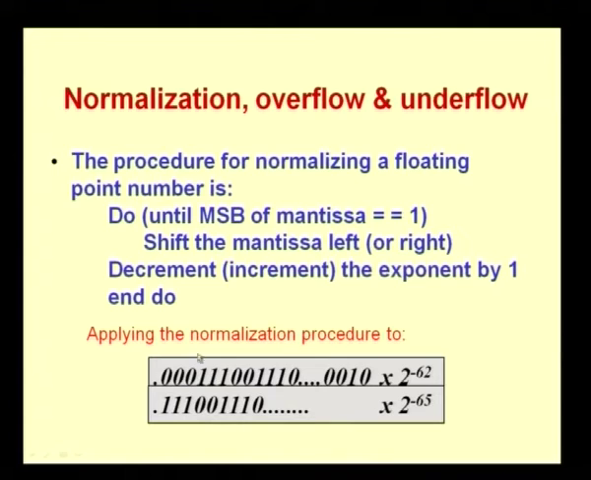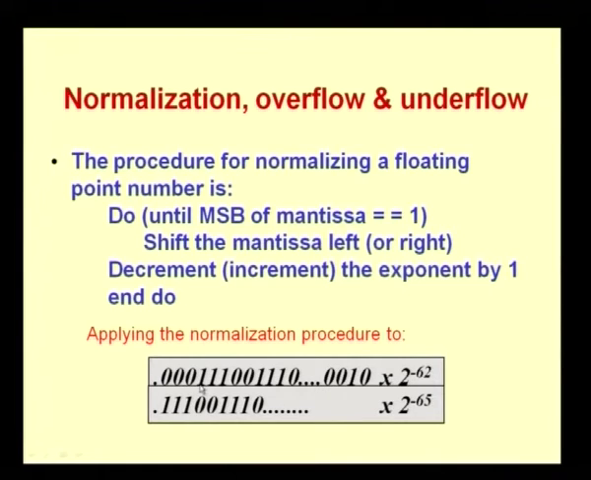Look at what happens when you apply it to a particular number that we have here. Suppose you have this number here, 0.000111000 some number into 2 to the power of minus 62. Note this minus 62, this is important here. Okay, minus 62 is what you have here.